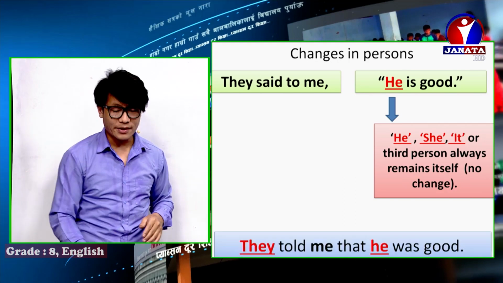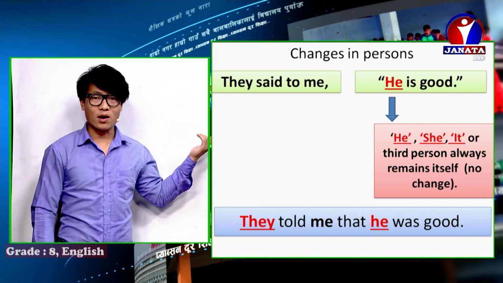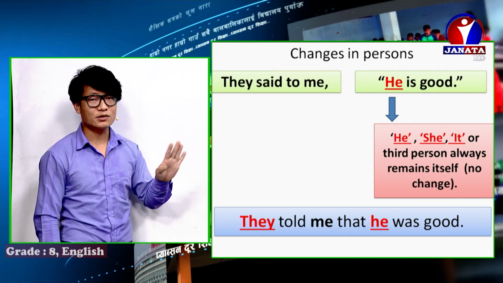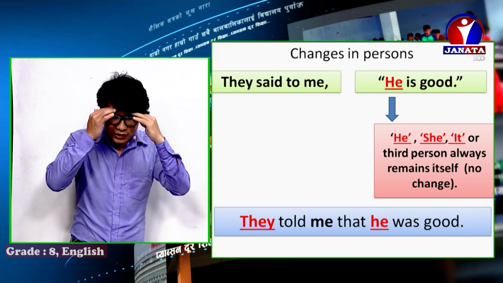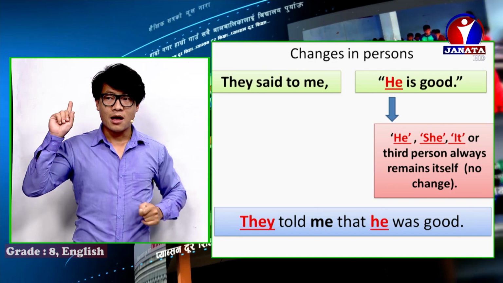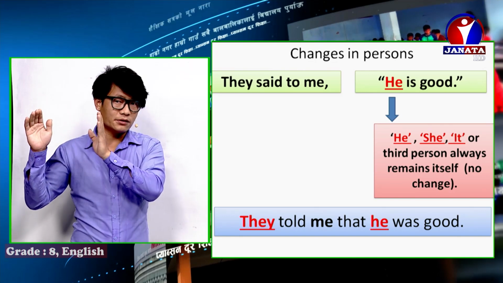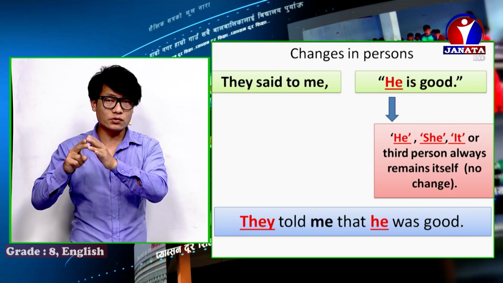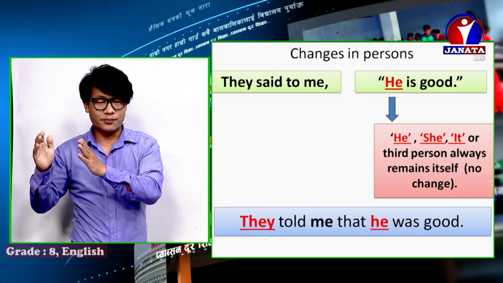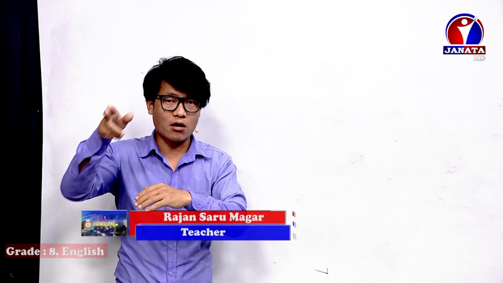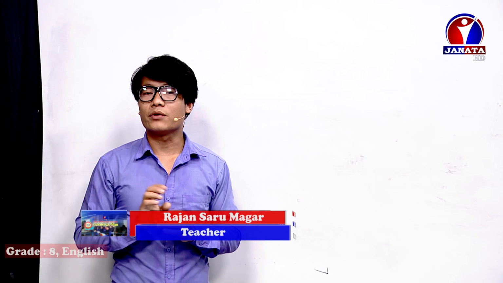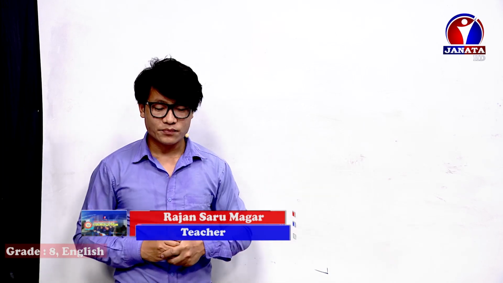Let me show you an example. They told me that he was good. So there is no change. He remains he there. There is no change. So here what you have learned is that if there is you in reported speech, then that you should be changed according to the object of reporting. If there are I and we pronouns, then I and we pronouns should be changed according to the subject of reporting. But if there is a third person, then there is no change. This is changes in persons.